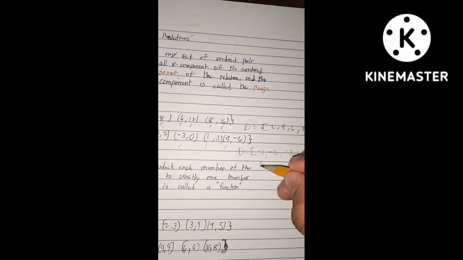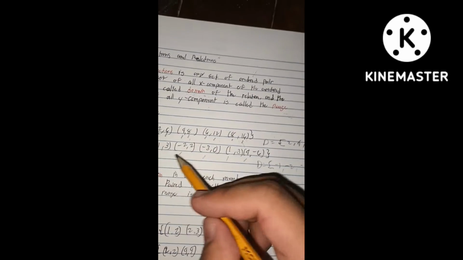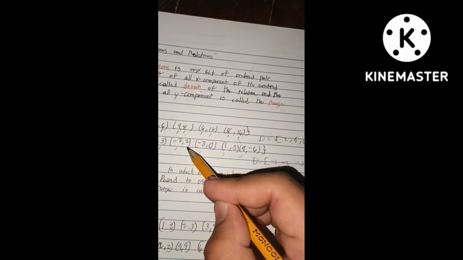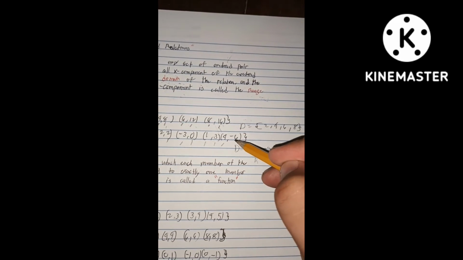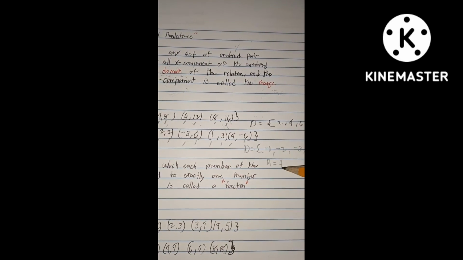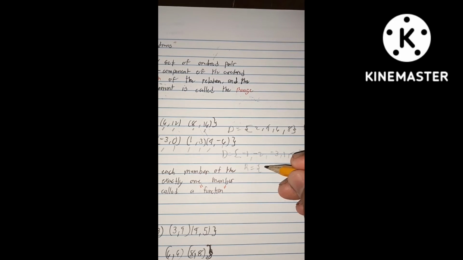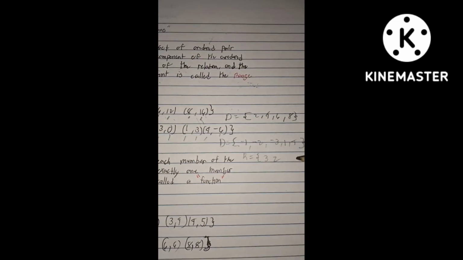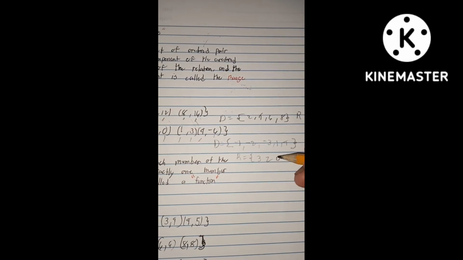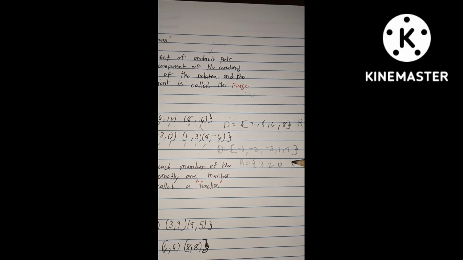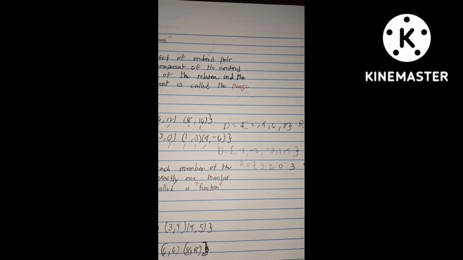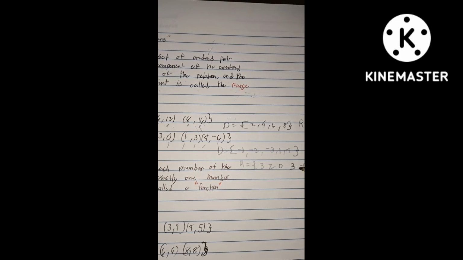And our range is 3, 2, 0, 3, and -6. So we have 3, 2, 0, and -6.